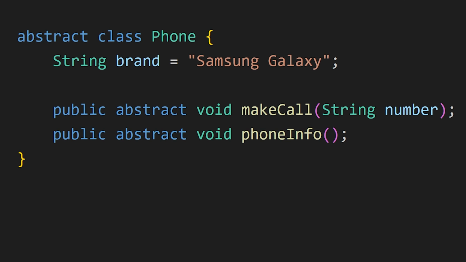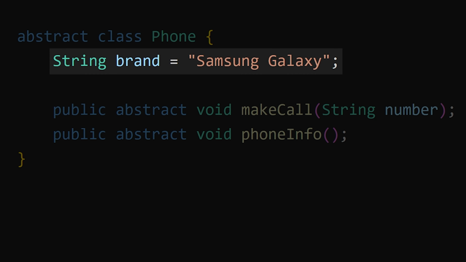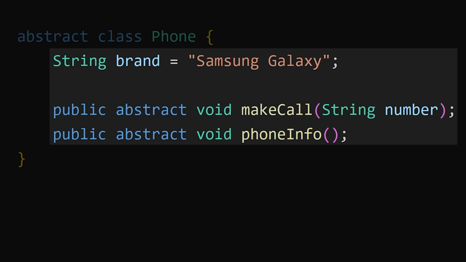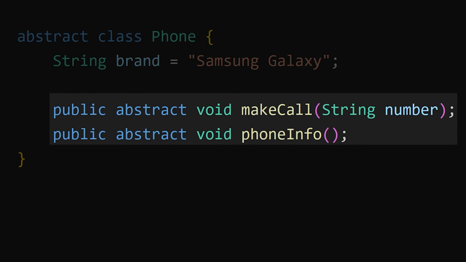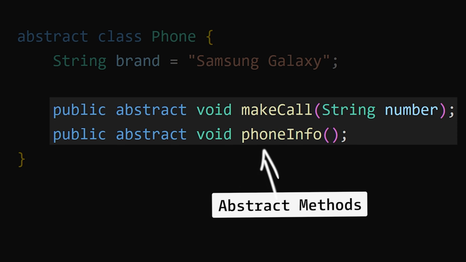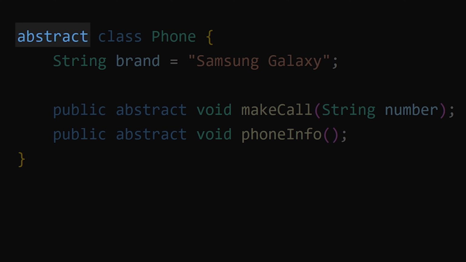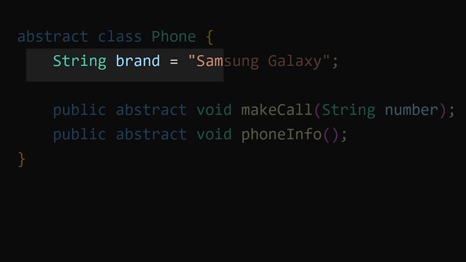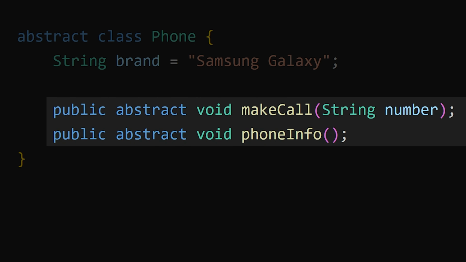Have a look at this code. We've got the phone class with a variable brand and two methods, make call and phone info. But they are only declared. There is no body for these methods. These types of methods are known as abstract methods, and we declare abstract class using the abstract keyword in Java, which contains these abstract methods. Here, we are hiding the implementation details of these methods.